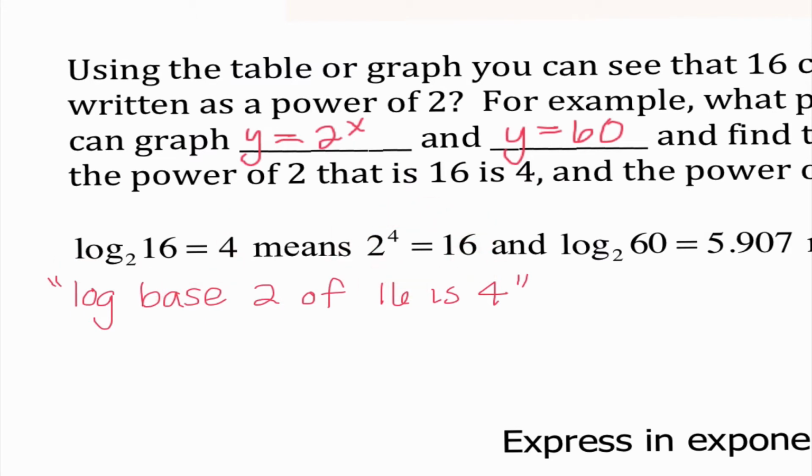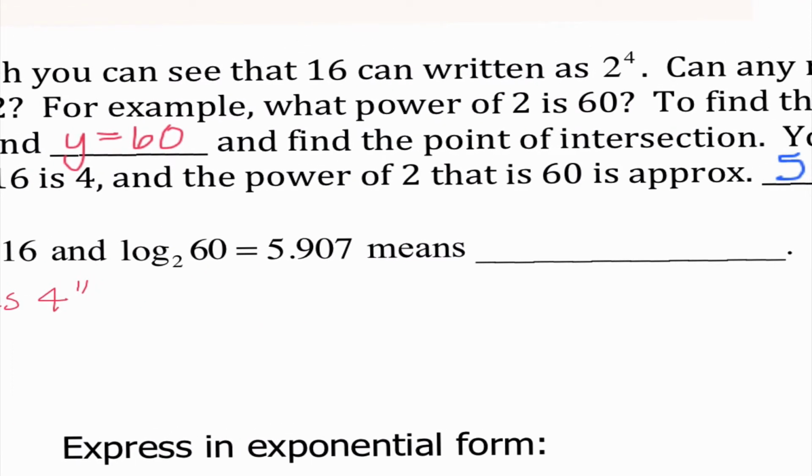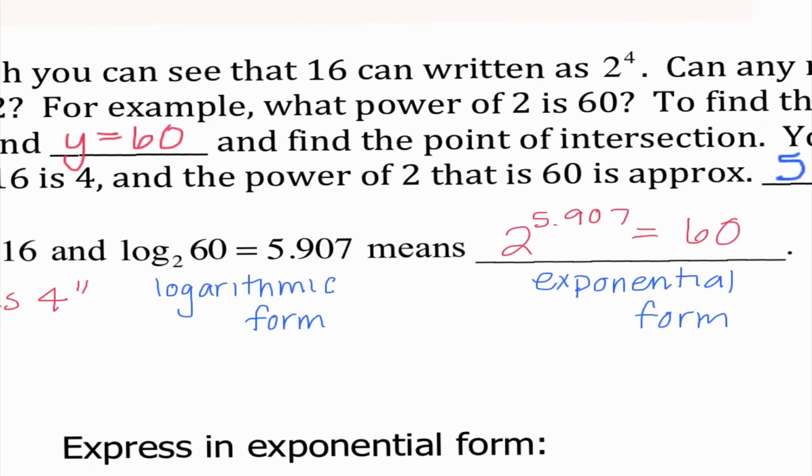Probably the question I get the most often is, what is a logarithm? The key thing here is that a logarithm is just an exponent. We call this a base, and if we look in exponential form, it still is a base. So it's 2 to our exponent, so 2 to the 4th equals 16. If I have log base 2 of 60 equals 5.907, I know 2 is my base. Our logarithm is equal to the exponent, so 5.907 is our exponent, and that is equal to 60. So we have logarithmic form and exponential form.